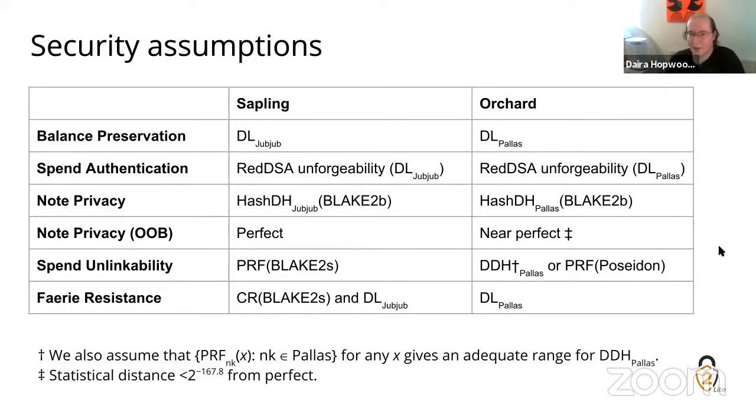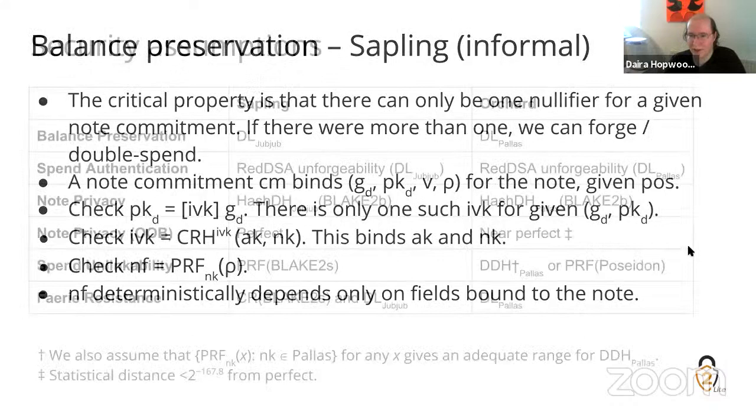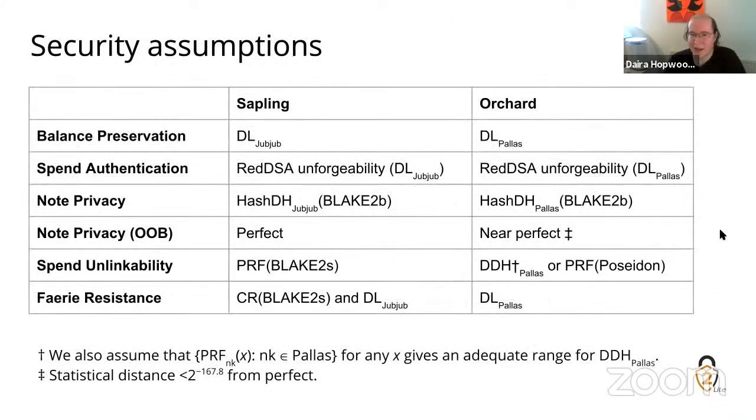So let's look at how the security assumptions that we need for each of these properties compare from Sapling to Orchard. Basically all of the instances of Jubjub become Pallas because we just changed the curve. For balance, we only need to assume the hardness of discrete log. For spend authentication, we need the RedDSA signature scheme to be unforgeable, and that again depends on discrete log.